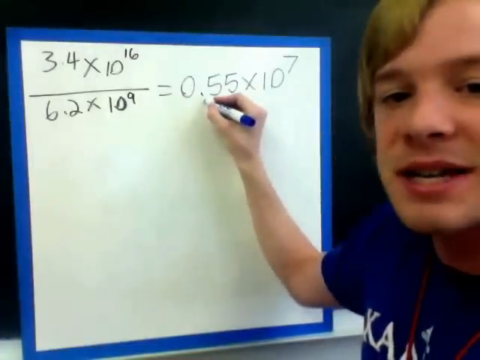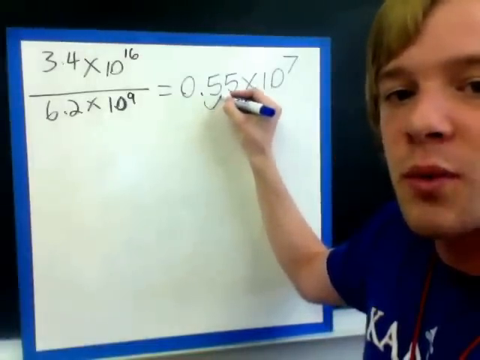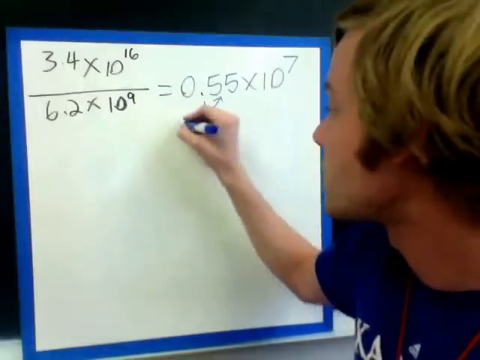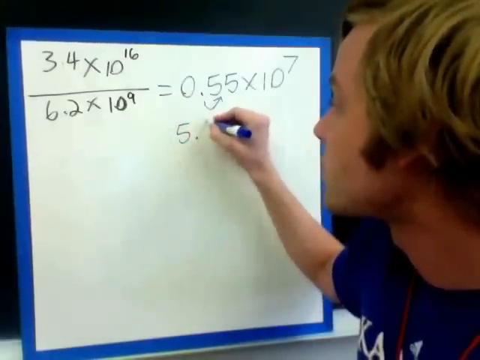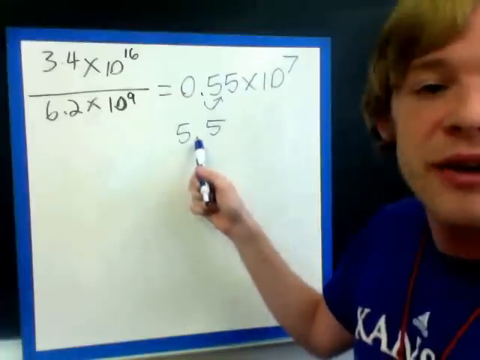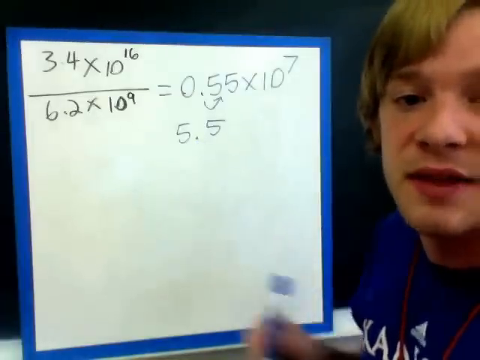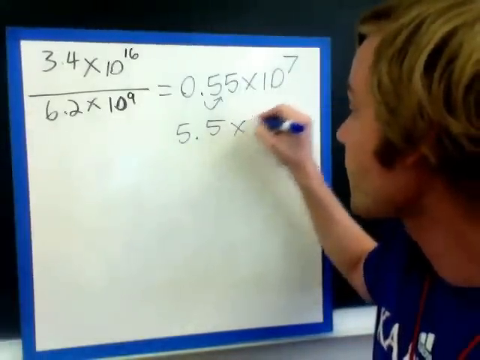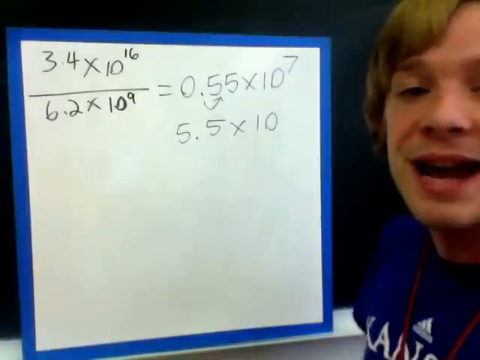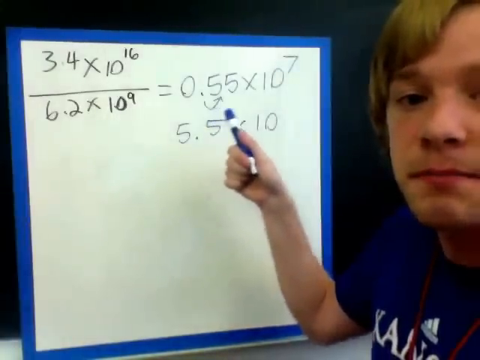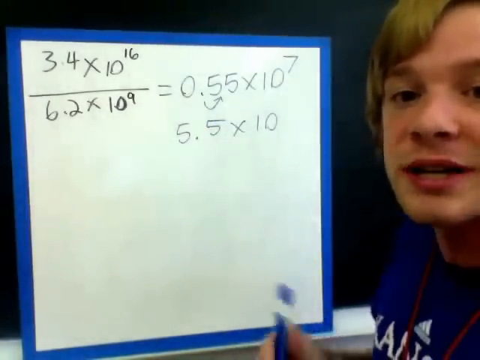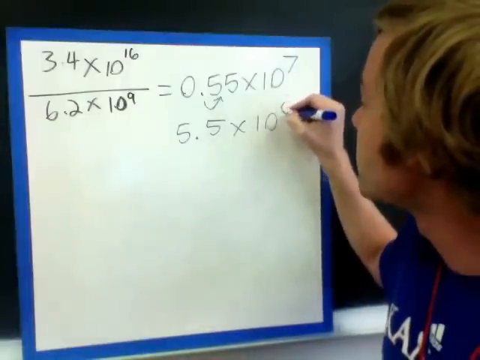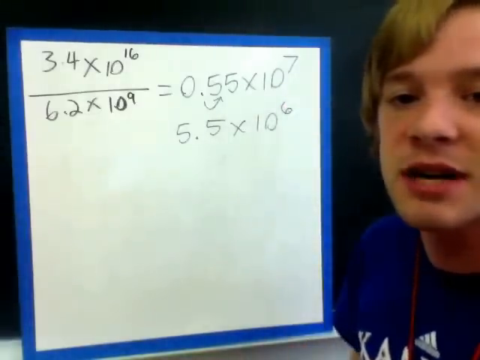And if I take my decimal point and I move it over one place between the two 5s, I get 5.5. So now I have a number here that's between 1 and 10, and that's exactly what I want. We still have our times 10, but now since we moved this decimal place over, we need to subtract 1 from our power. So now I have times 10 to the 6th.